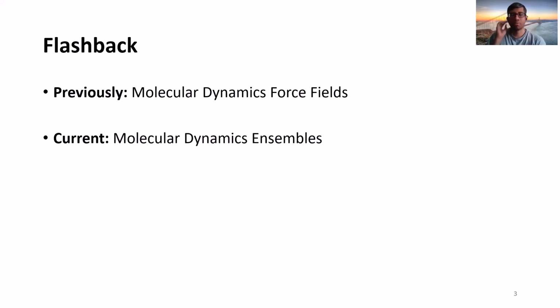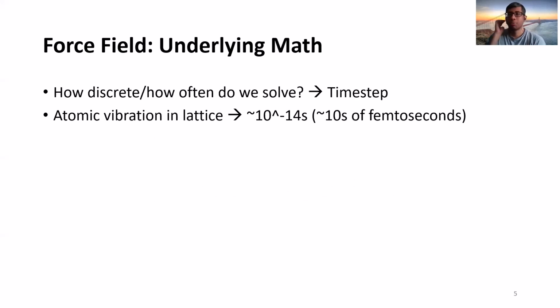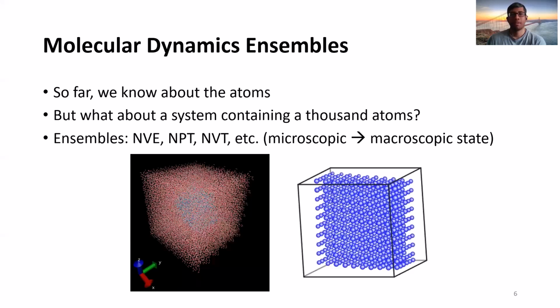And when it comes to macro level properties, you have to actually define an ensemble. Just a flashback, we are solving Newton's equation to get the trajectories of atoms, and there are underlying algorithms or ways to solve these kinds of equations. And we have also introduced the concept of time step. So as we are talking about ensembles in this lecture, so far we know only about the atoms, the atomistic scale or level of interaction.